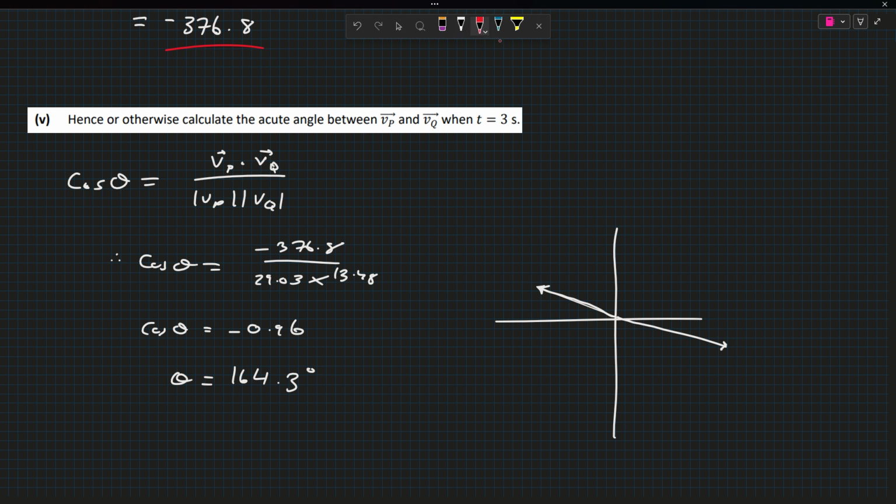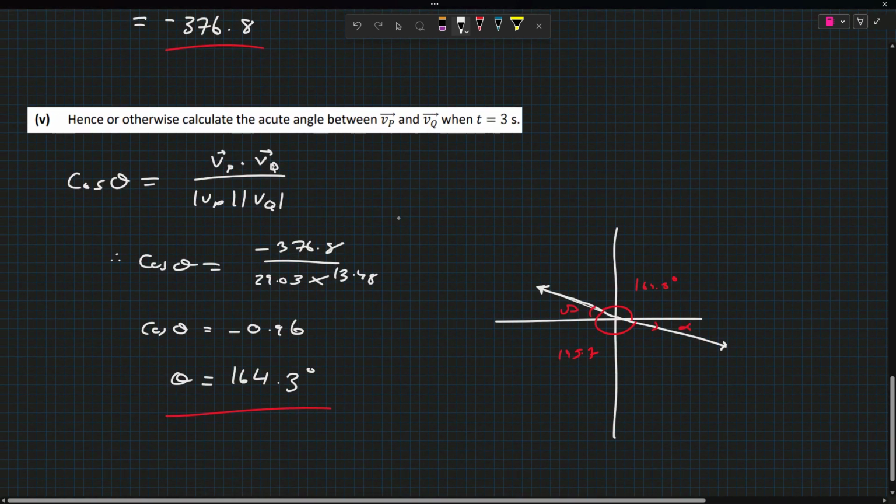So the acute angle between them is actually none of them, because you have this angle, which is the 164.3, and then the other one around here, which is 360 minus 164.3, which is 195.7. So it's not the angle between them, and it's not this angle either, because these two angles are different. So the answer I'm getting is 164.3 degrees. Do let me know if there's a problem, but that's what I'm getting. That's the final answer to question 8.